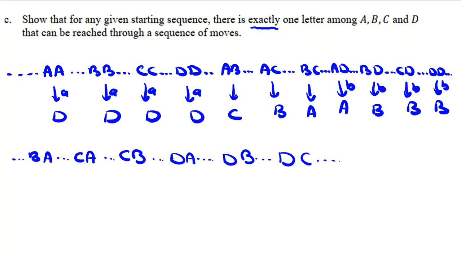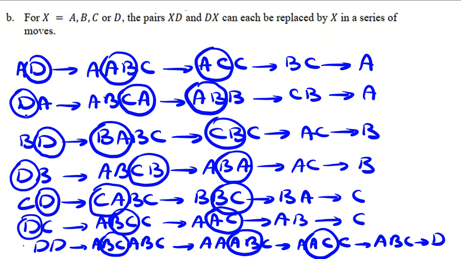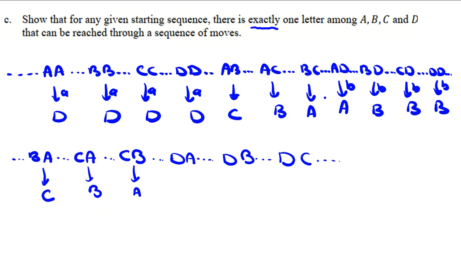AB by the assumption of the problem. The problem says AB to C also. You can reach from BA to C. Similarly, the problem says AC to B and CA to B. BC to A, CB to A, and AD in part B, we said you can change it to B. Let me show you. AD, DA, we proved we can reach A, so we can use that. Part A and B were useful for part C.